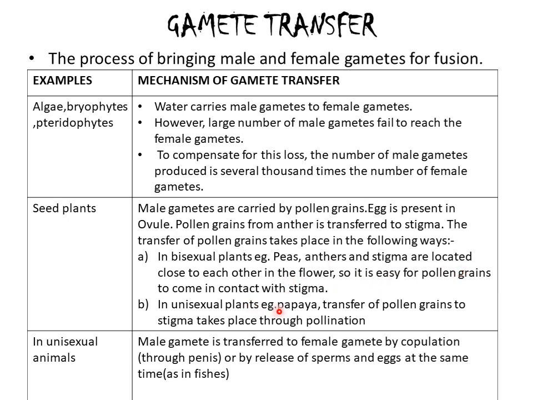In unisexual plants like papaya, transfer of pollen grains to the stigma takes place through pollination. In unisexual animals, the male gamete is transferred to the female gamete either by copulation or by the release of sperms and eggs at the same time, as in fishes.